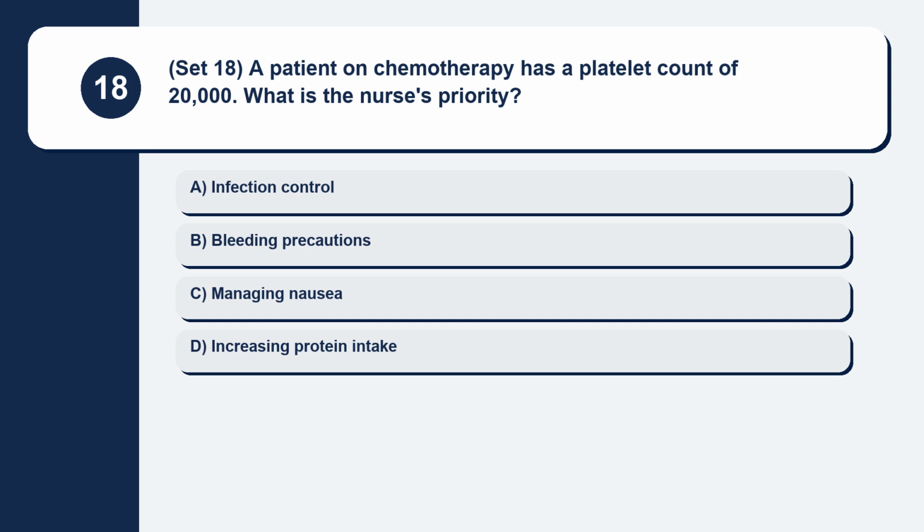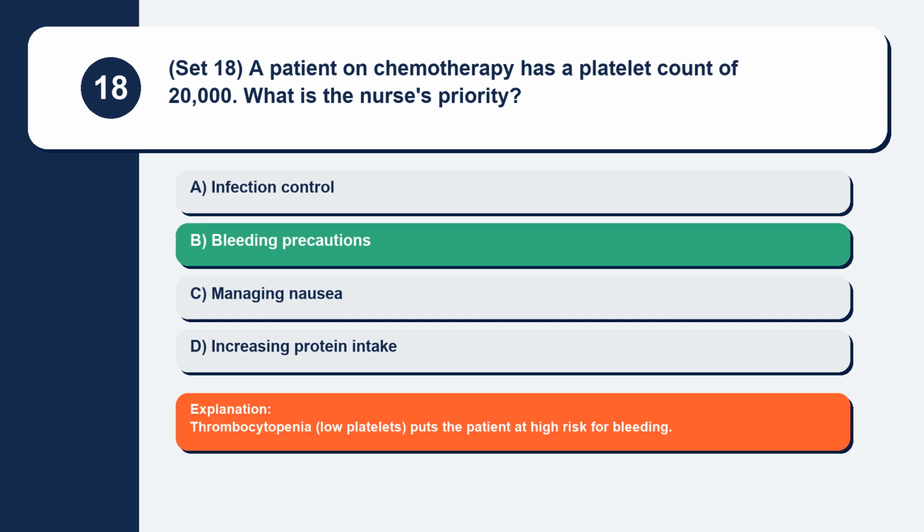Question 18. Set 18. A patient on chemotherapy has a platelet count of 20,000. What is the nurse's priority? Infection control, bleeding precautions, managing nausea, increasing protein intake. Thrombocytopenia, low platelets, puts the patient at high risk for bleeding.